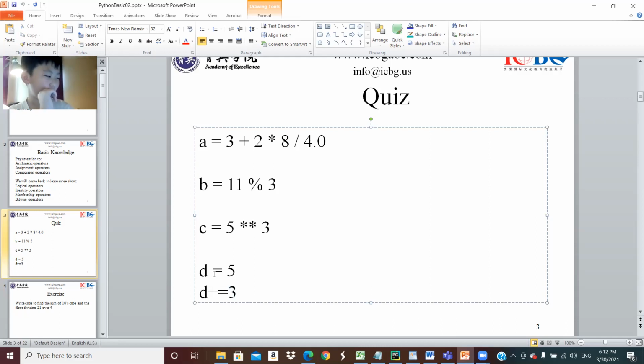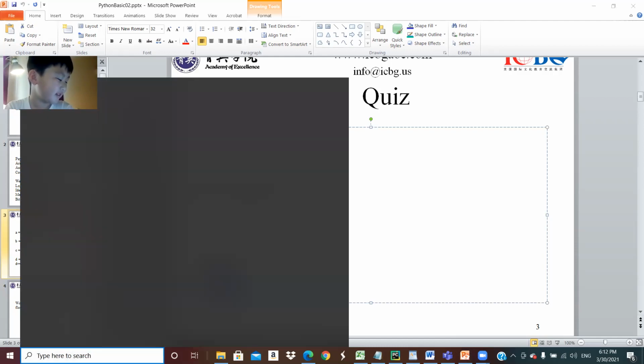And what is d? D is 5. So you add 3 to it, make it 8. Then you assign that value back to d. So d is 8. If you say d is 5, it is not right. So let me just show you why it is not right. Let me do this, okay?